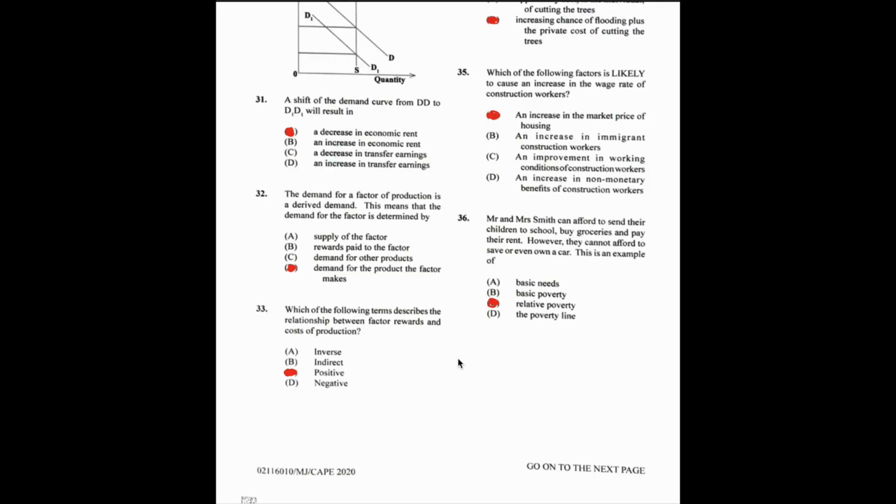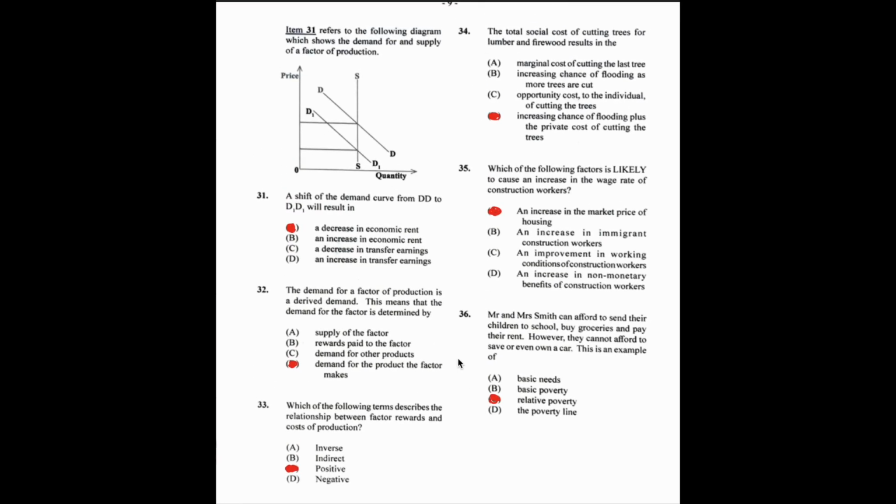33 says, which of the following terms describes the relationship between factor rewards and the cost of production? So again, we look at the four factors of production: land, labor, capital, and enterprise, which all accrue their own rewards. So you have rent, wages, interest, and profits. And the more you get these factors of production, the more reward you can possibly get. So there's a positive relationship. C.